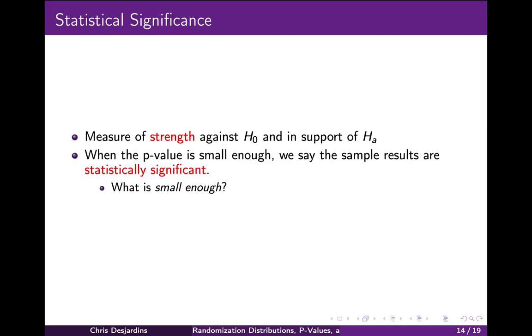Now that we know how to calculate a p-value, we can begin to understand what statistical significance means. Statistical significance is a measure of strength against the null hypothesis and in support of the alternative hypothesis. When the p-value is very small, we say the results are statistically significant. Recall that a p-value tells us the likelihood of observing results as extreme or more than what we observed if the null hypothesis is true. A small p-value means it's very unlikely to observe these results. How small does a p-value need to be to be statistically significant?